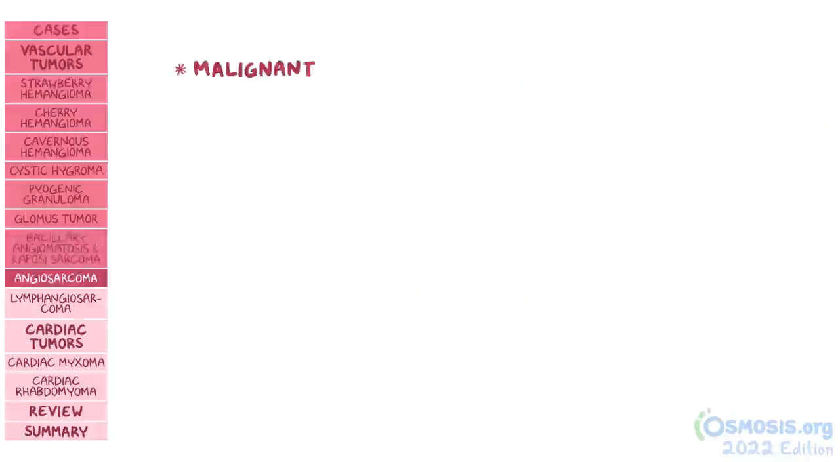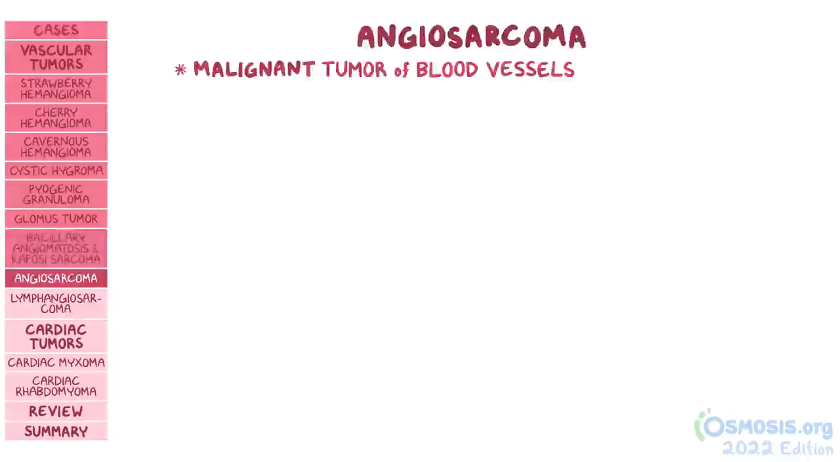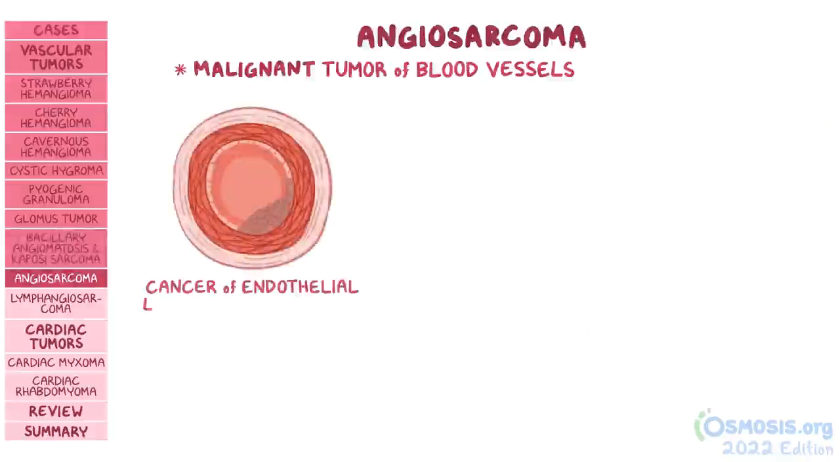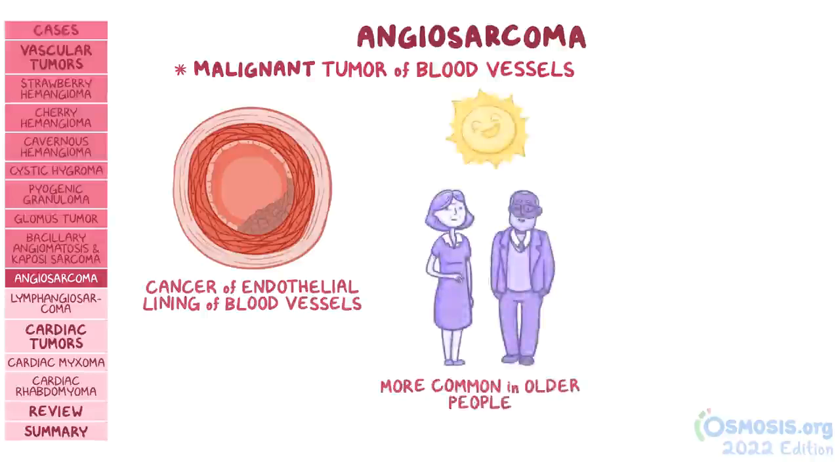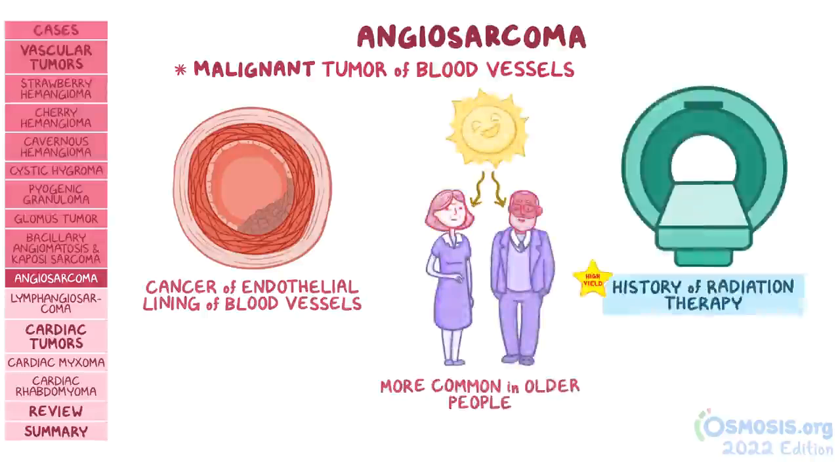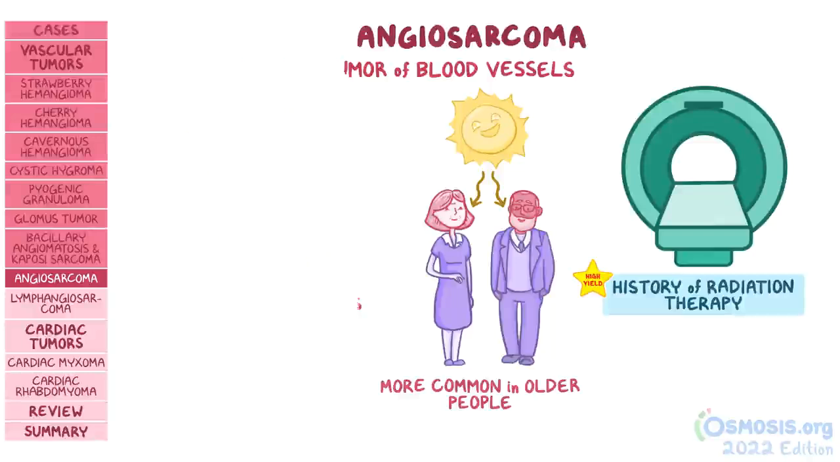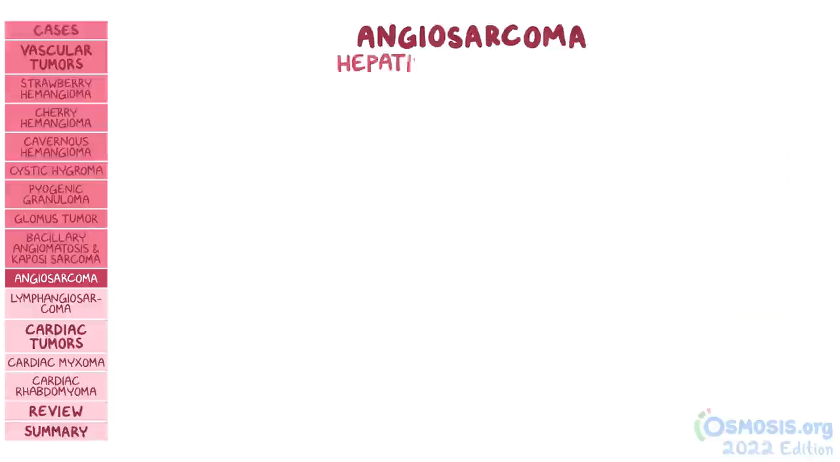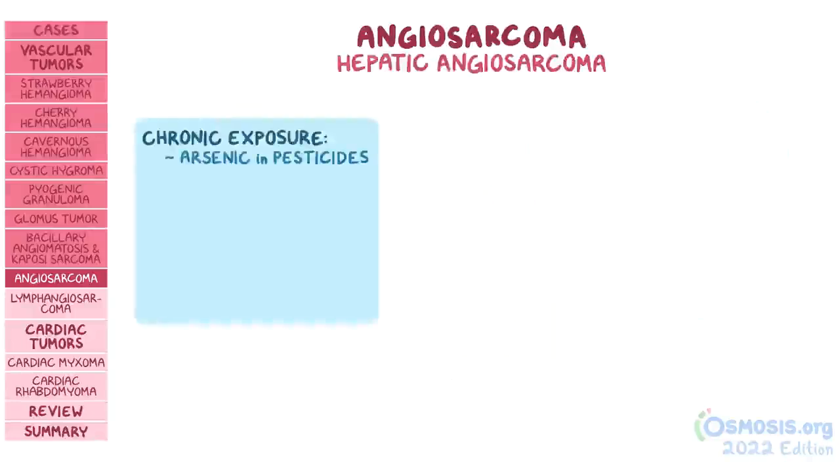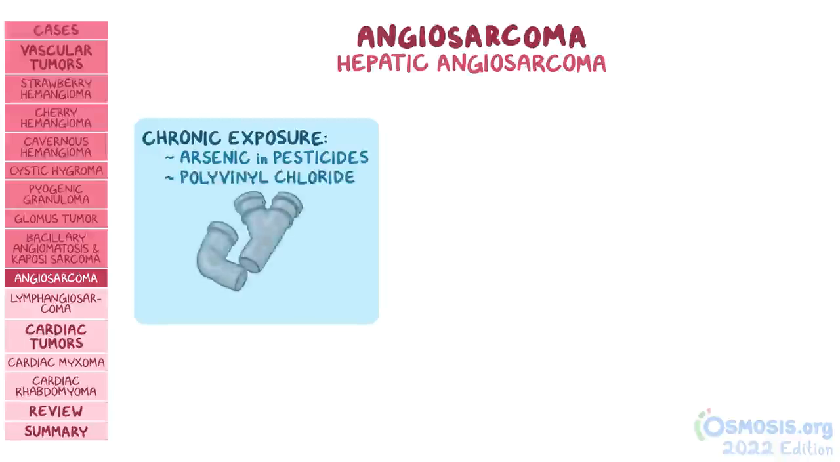Okay, another malignant tumor of the blood vessels is angiosarcoma, which is a cancer of the endothelial lining of the blood vessels. These are more common in older people and affect sun-exposed areas like the head and neck. If the person has a history of radiation therapy, like for breast cancer, they can also develop it. A specific type is hepatic angiosarcoma, which is linked to chronic exposure to arsenic and pesticides, polyvinyl chloride, or PVC, which is a plastic commonly used in industry, and thorotrast, an old contrast medium.